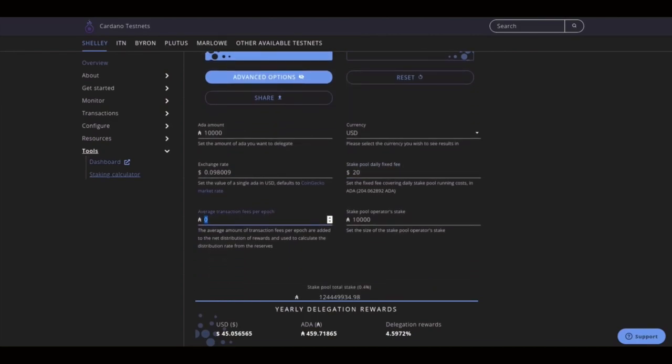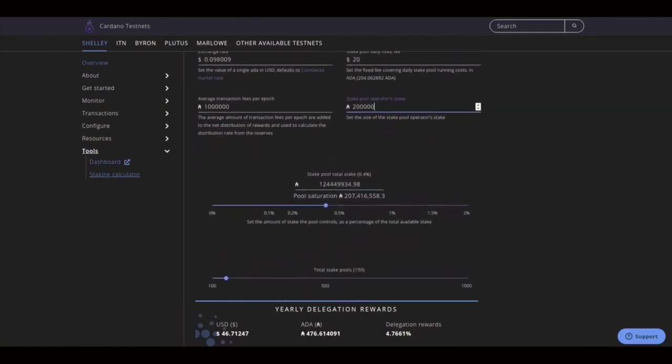Then transaction fees. You see the pre-selected value is 0. It means that nobody is using this system, so hopefully this will be much higher. Let's put that to 10 million ADA, or let's say 1 million. And for the stake pool operator stake in ADA, let's make that more realistic and put it to 200,000.